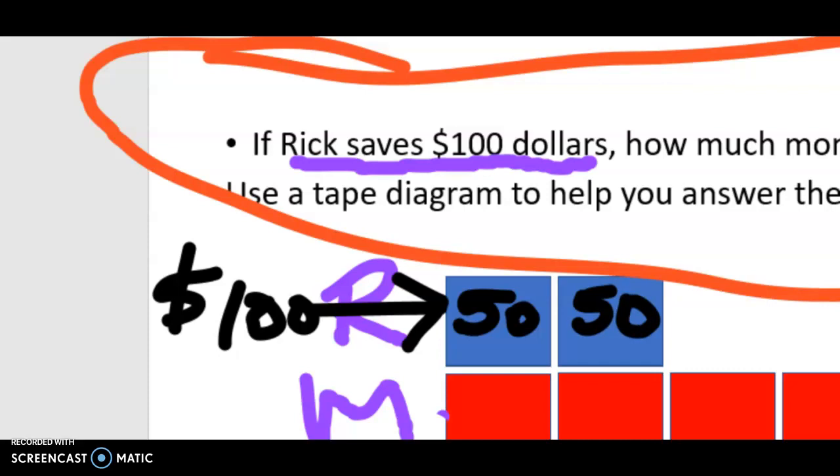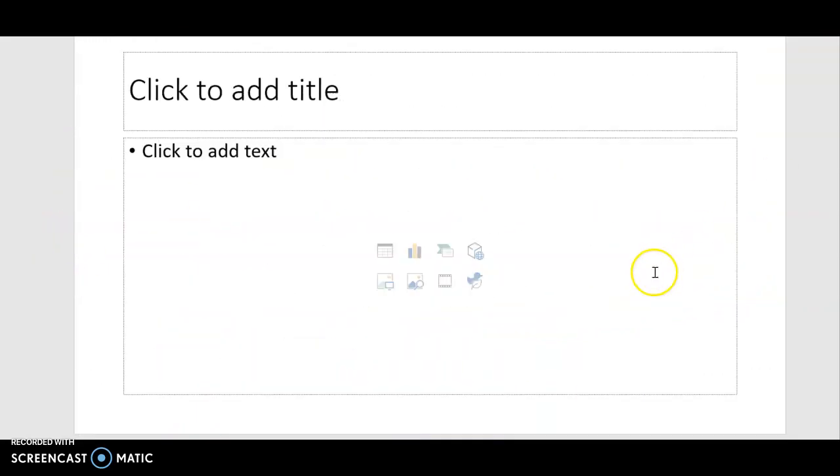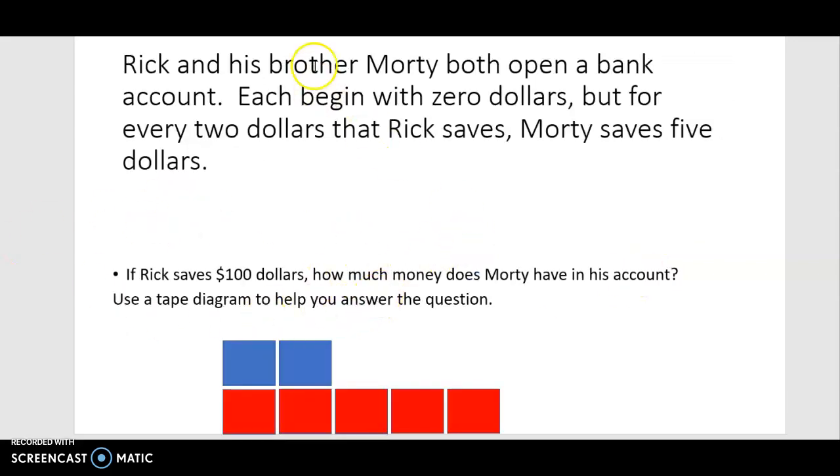Now, Morty down here, let's just move our box over here. Sorry, didn't mean to delete all that.